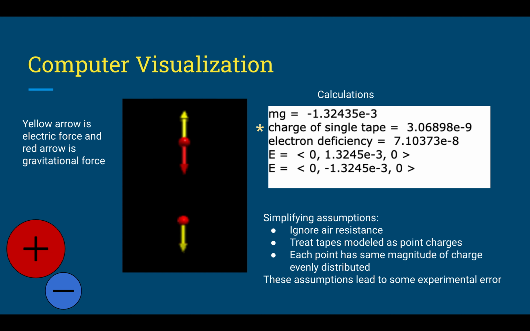So some simplifying assumptions in my calculations were to ignore air resistance. We did treat the tapes as modeled as point charges, where each point charge had the same magnitude of charge evenly distributed all across the tape. And so these assumptions did lead to some experimental error, but for our purposes, it was negligible.